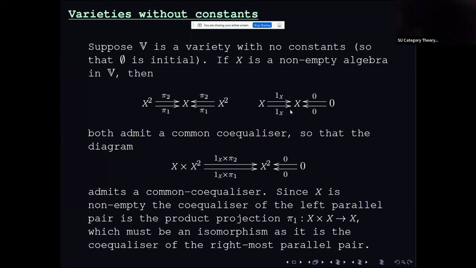And so if we took the pointwise product, we get this diagram, and this has a common co-equalizer. Of course, the co-equalizer here is the first product projection, and the co-equalizer here is the identity. So in other words, it would force the first product projection of this product X with X to be an isomorphism. And that can only happen if X has at most one element. Right, so if V is a variety which has non-trivial algebras, it needs to have constants.